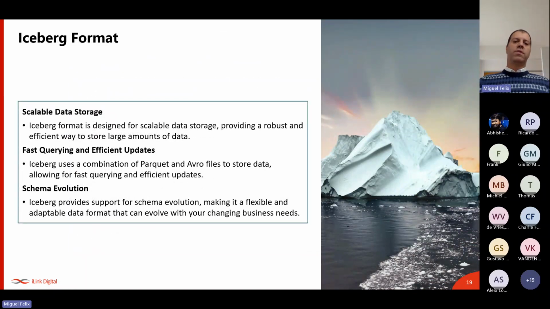And Snowflake is, as I said, starting with the Iceberg format. This Iceberg format, which is designed for scalable data storage, uses a combination of Parquet and Avro files to store the data, allowing fast querying and efficient updates. It also provides what we saw before with Delta Parquet, schema evolution, making it flexible and adaptable to the data format. So Iceberg is also an open source table format.